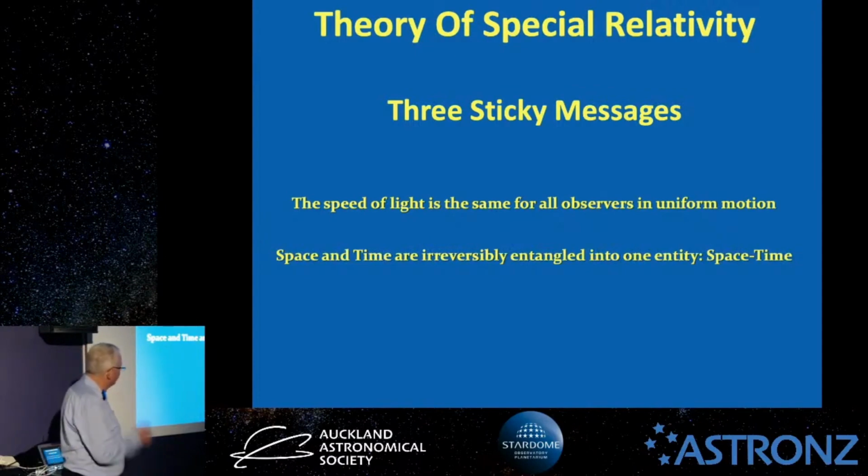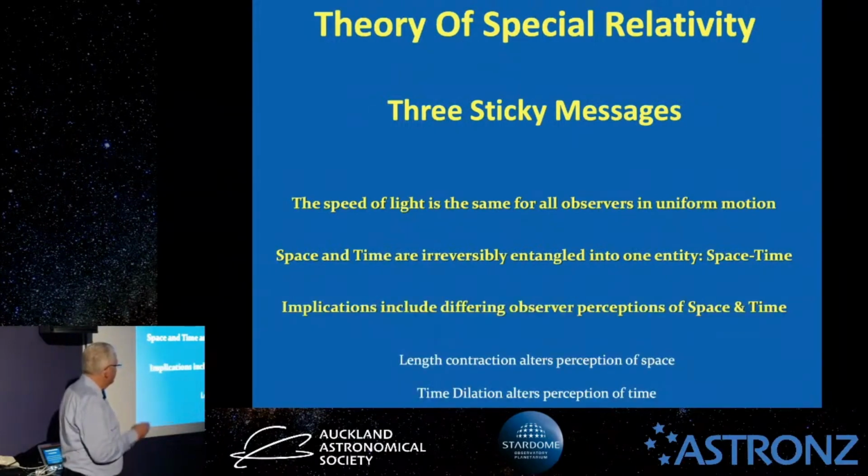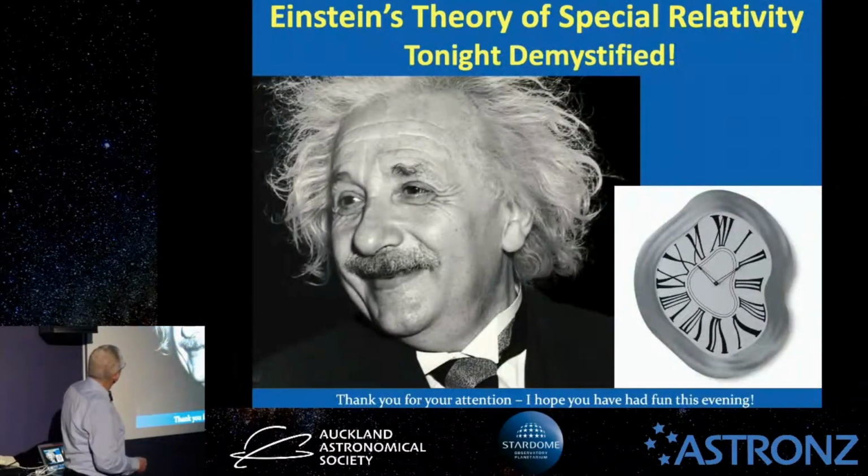Space and time are irreversibly entangled into one entity, space-time. You can't separate the two. And the implications include differing observer perceptions of space and time. Length contraction alters the perception of space, and at these high speeds, the time dilation process alters the perception of time. That's what's going on. So, Einstein's theory of special relativity tonight, demystified.